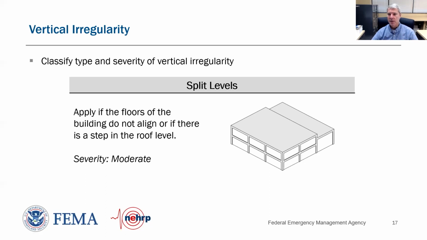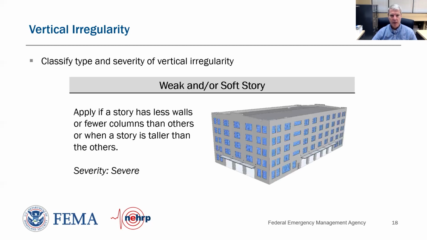If we have this condition, split level, then it's a moderate vertical irregularity, and that's how we should score it for all building types. The next vertical irregularity is a weak or soft story. Here we have an illustration of two sides of a multi-story concrete frame building, where from the second floor up four levels, we have very consistent wall sections, piers and columns that flow down the structure to the foundation level.